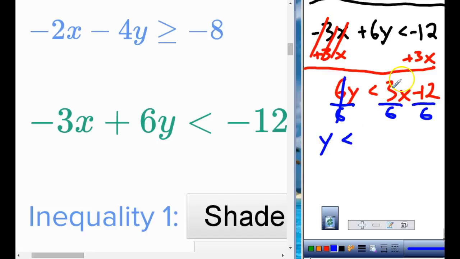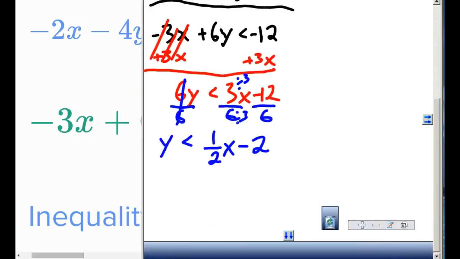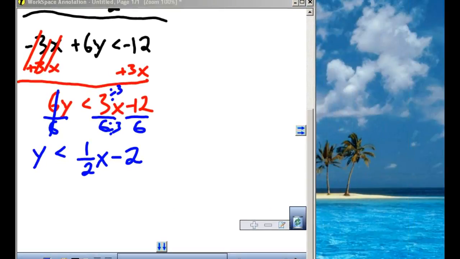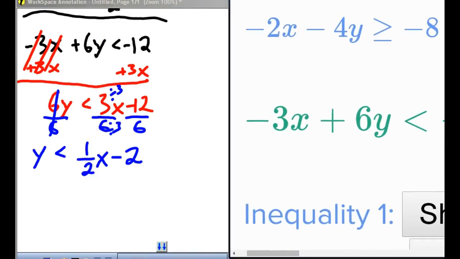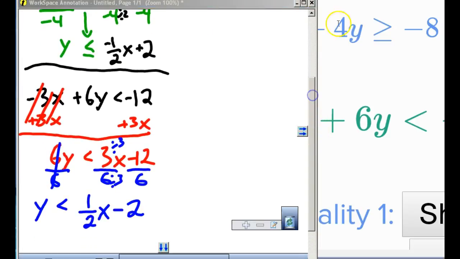So, and the fraction we can divide top and bottom by 3 here. Right? 3 and 6 both divide by 3. 1 over 2 x. 3 goes into 6 2 times. 3 goes into 3 1 time. Negative 12 divided by 6 is minus 2. So using both of those, we can start to graph.